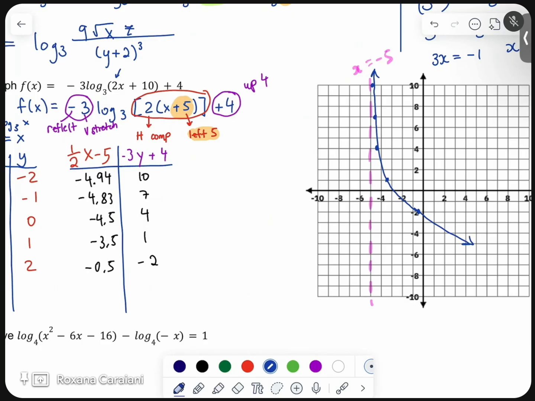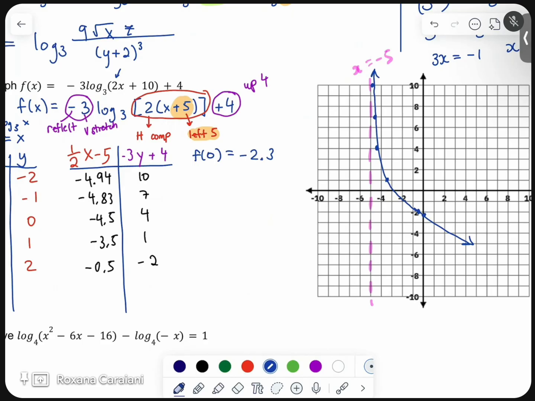Now, if I wanted a little bit more accuracy and I wanted to know exactly where my x and y intercepts are, I can definitely solve for those values algebraically. So for my y-intercept, I just need to evaluate f at 0. So I'm just going to go to my calculator here, negative 3 log base 3 of 2 times 0 plus 10, plus 4, and I got negative 2.3 approximately, which, yeah, decent. That's kind of what I did.